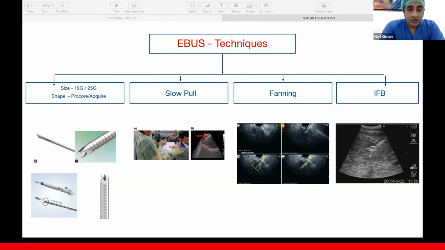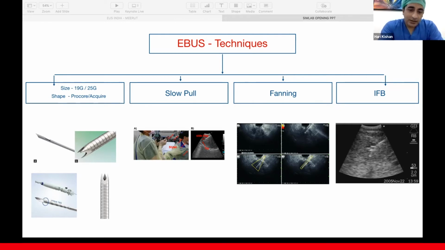Then there is another technique called the slow pull technique. Initially it was suction, and now we combine the slow pull technique with fanning. Studies have also shown that slow pull combined with a fanning technique can definitely give us a better core tissue.